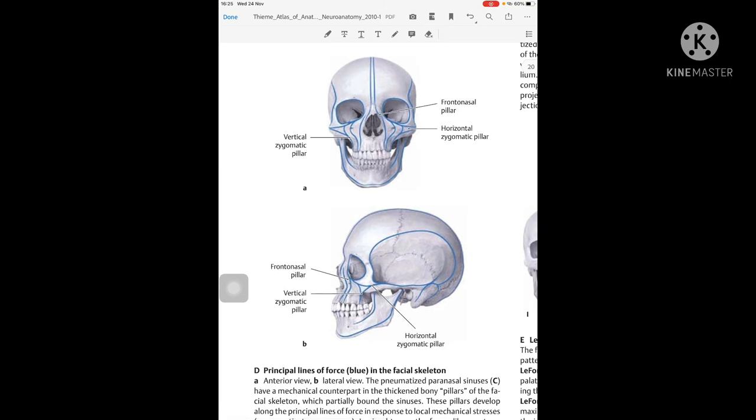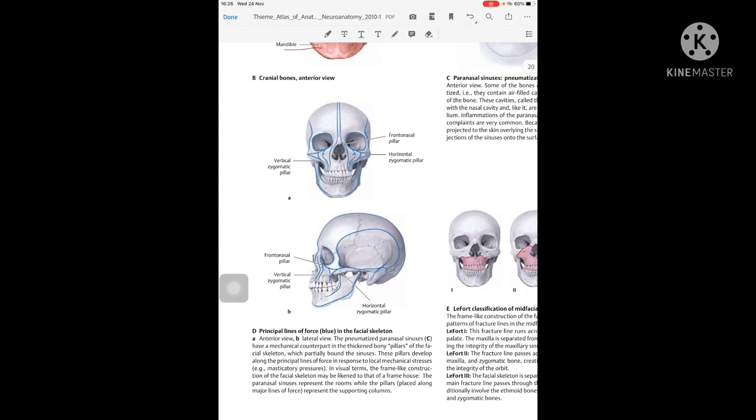It's a diagram of the principal lines of force in the facial skeleton. The blue lines show the frontonasal pillar, horizontal pillar, and vertical zygomatic pillar. So this is the frontonasal pillar, and this is the horizontal zygomatic pillar, and this is the vertical zygomatic pillar. You see in this diagram, it's a lateral view: the horizontal zygomatic pillar, the frontonasal pillar, and the vertical zygomatic pillar.